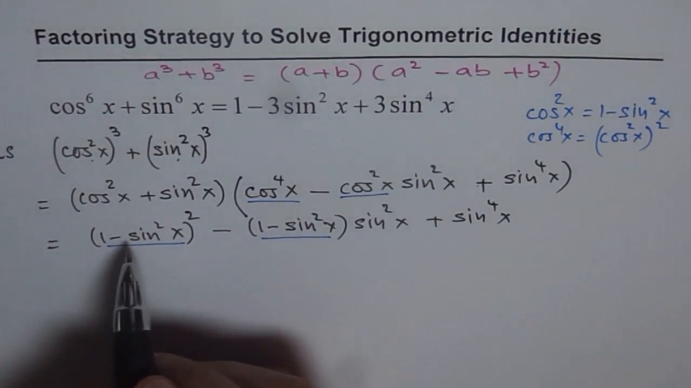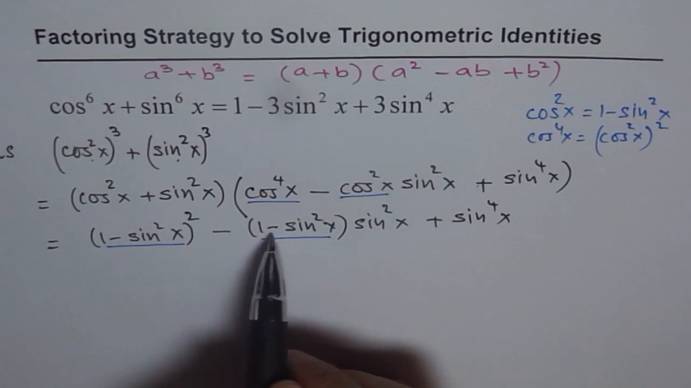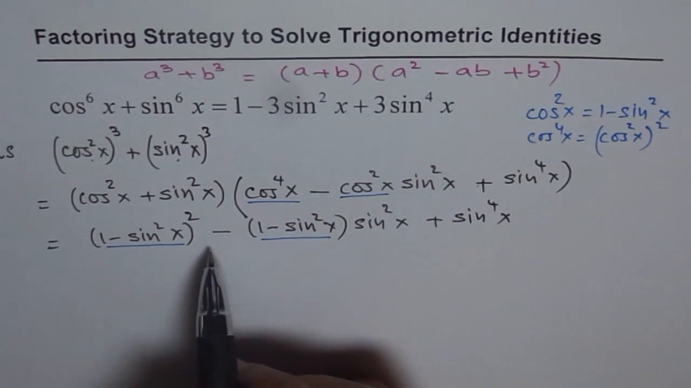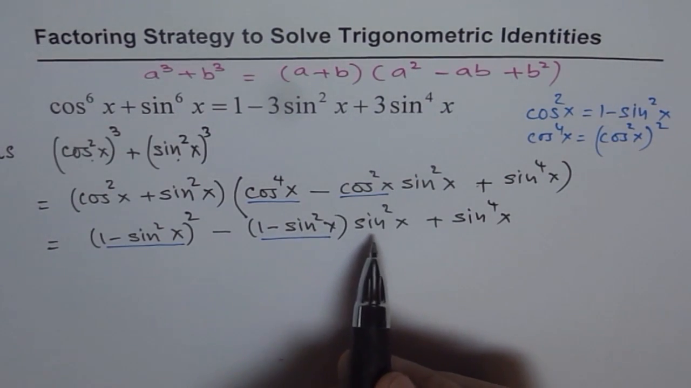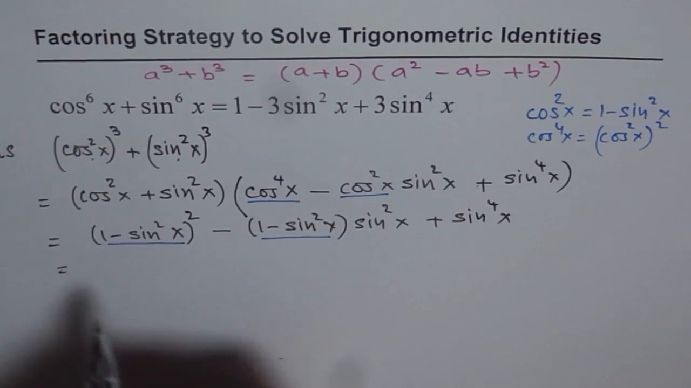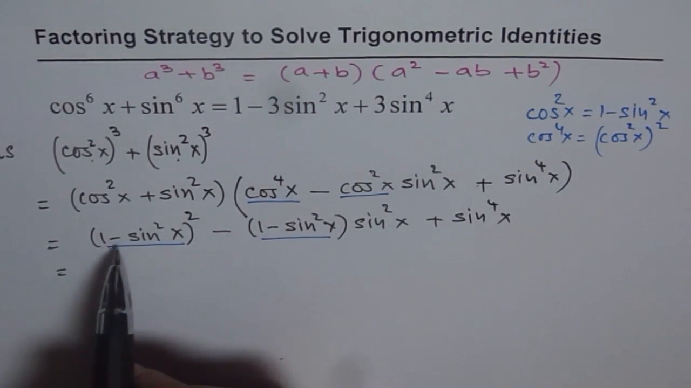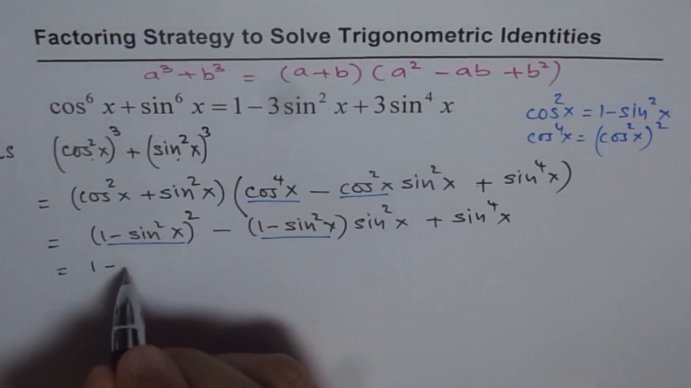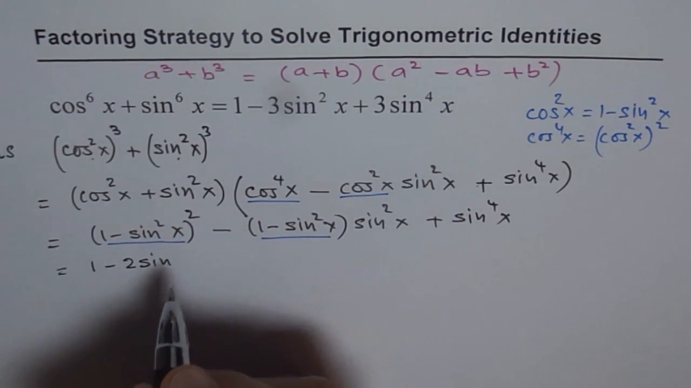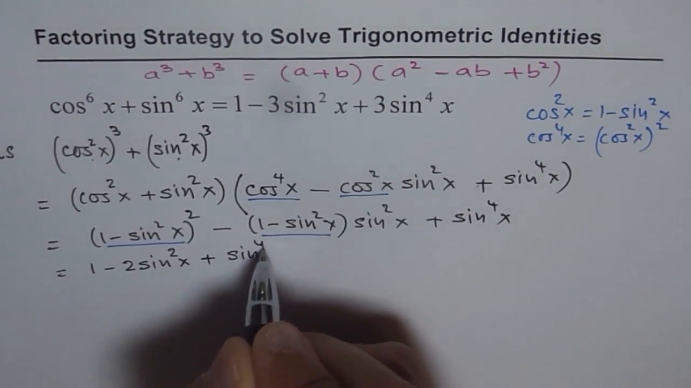Now let me expand these terms. I could take 1 minus sine square x common, since I have 1 minus sine square x here also, but let's expand and then simplify. That's a better way to do it. So now I'm going to expand this. 1 minus sine square x whole square is 1 minus 2 times sine square x plus sine to the power of 4x.